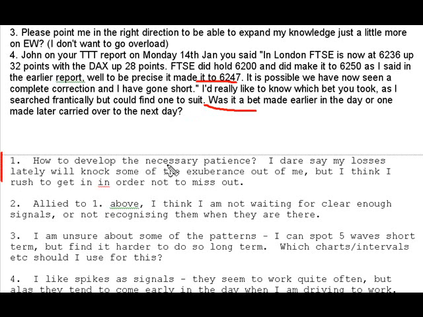Okay, question 1: how to develop the necessary patience? This again is just a matter of time, really. These things do take time. It's a very exciting business we're in. It's very easy to get overexcited, to rush in where angels fear to tread, is that the expression? And it does take time. There is a learning curve. I think just being aware that patience is necessary, and in fact asking the question, is a good step in the right direction.